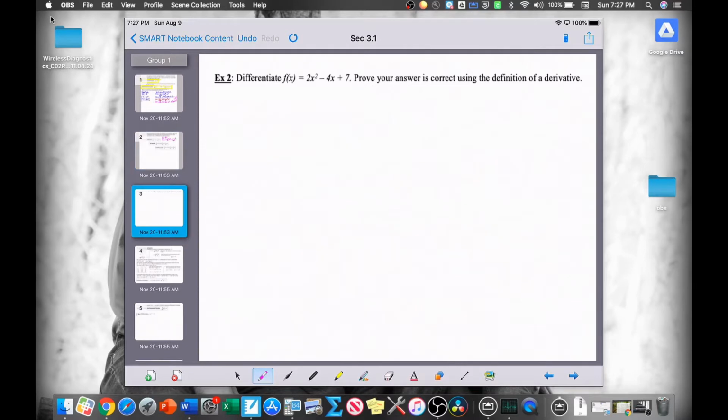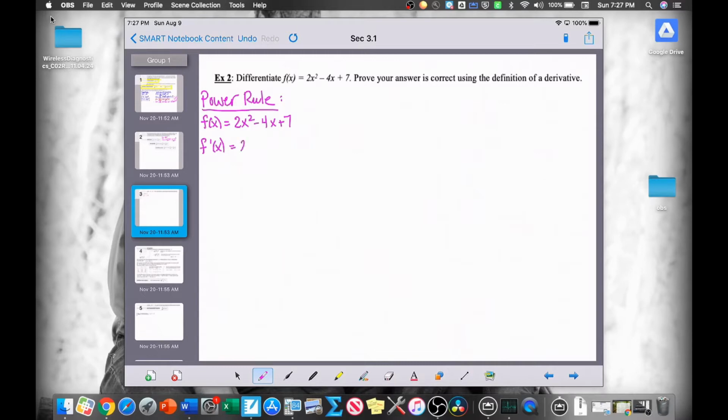Example 2 says to differentiate f of x and then prove your answers correct using the definition of a derivative. So just like example 1, we are going to do it both ways just to show that we do get the same answer. So let's start with the power rule again, our new fabulous shortcut. But this time we have 3 terms. F of x is equal to 2x squared minus 4x plus 7. So again, I am just going to differentiate each term using the power rule.